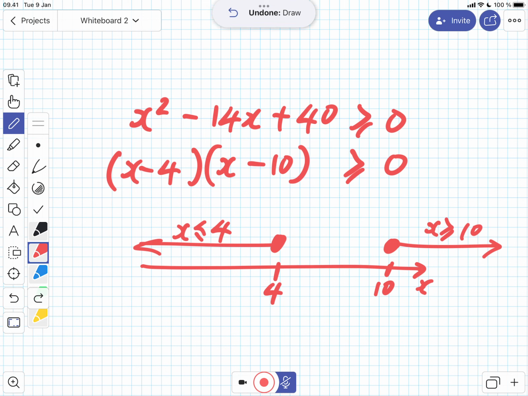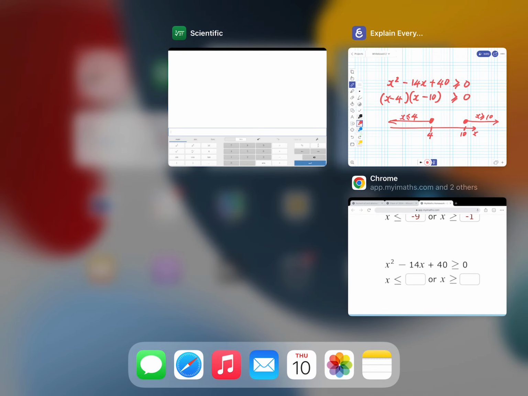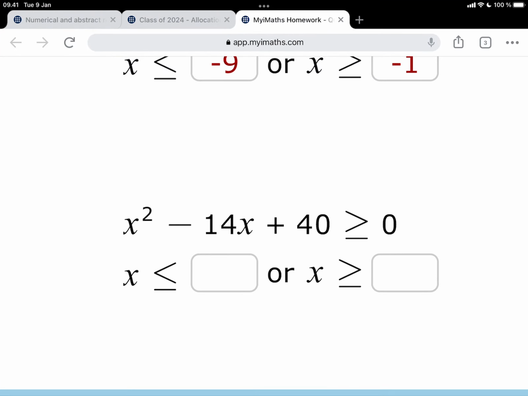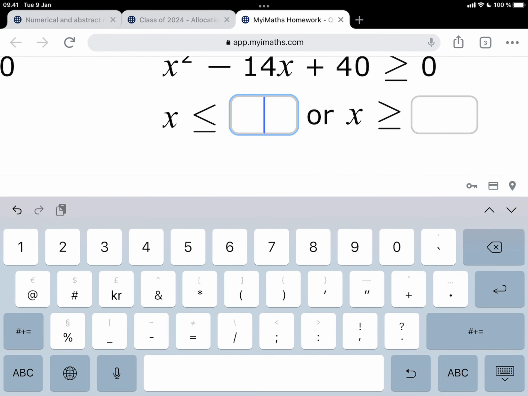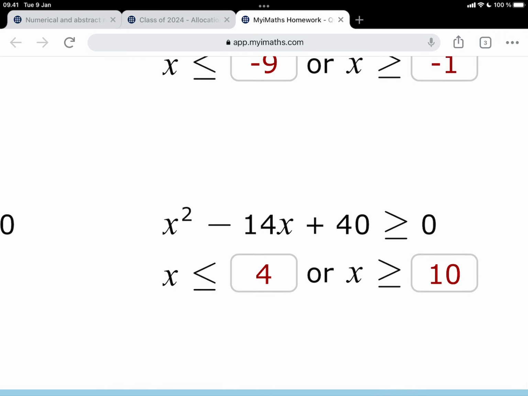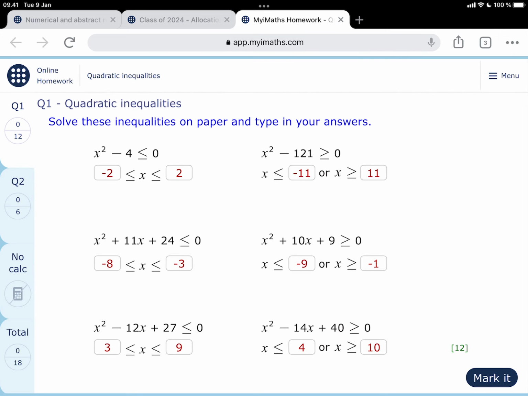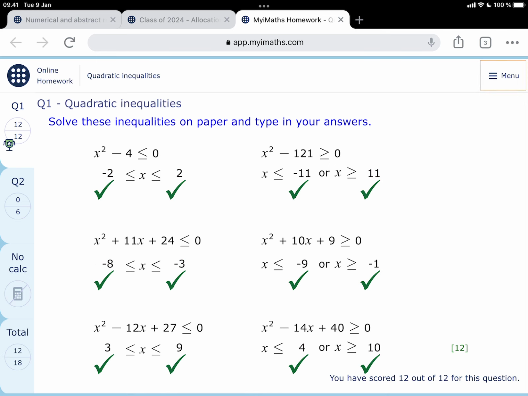So the solution to our inequality is that x has to be less than or equal to 4 or more than or equal to 10. Let's just fill that in on MyiMaths. So 4 there and 10 there. Let's just zoom out of the whole thing and mark it. There we go.